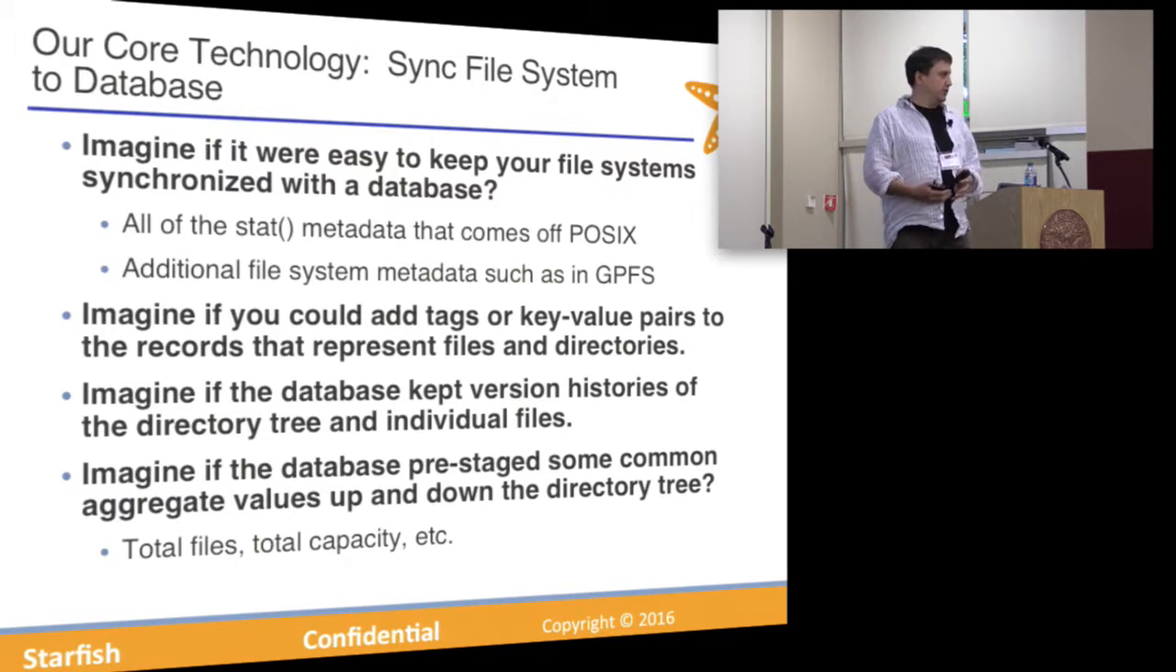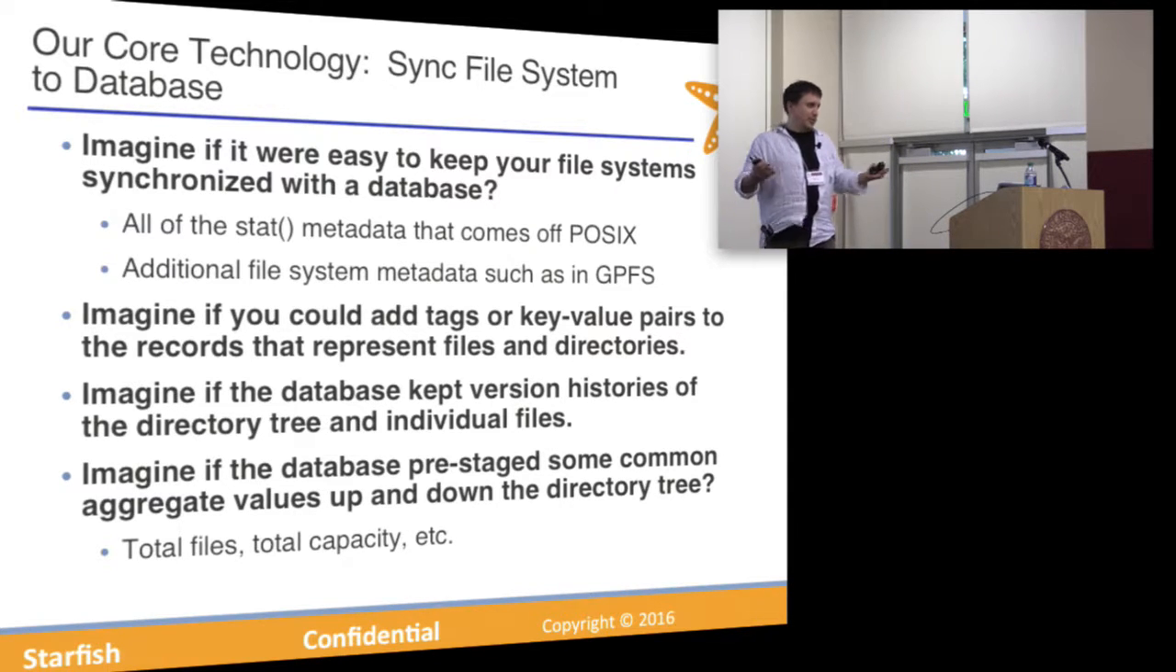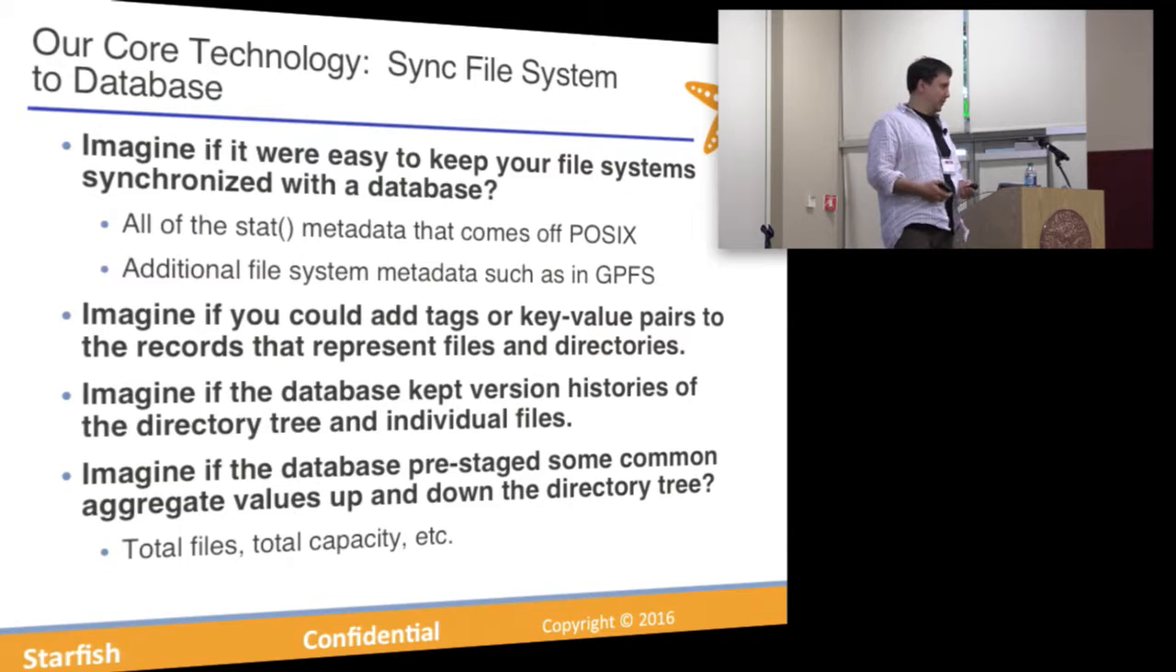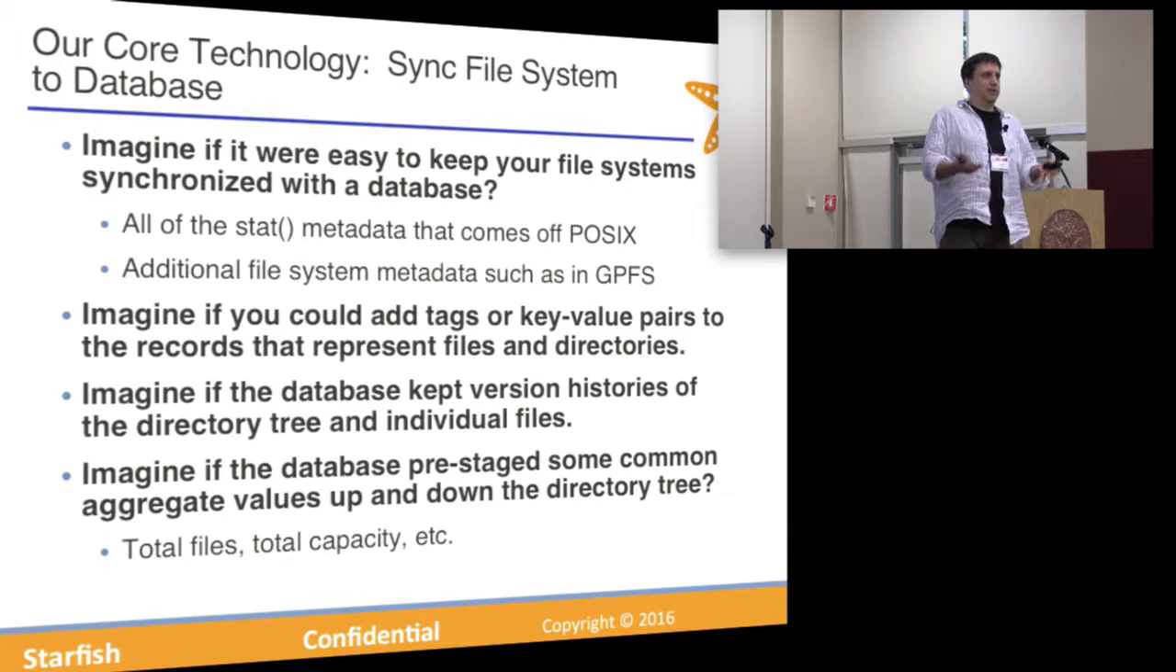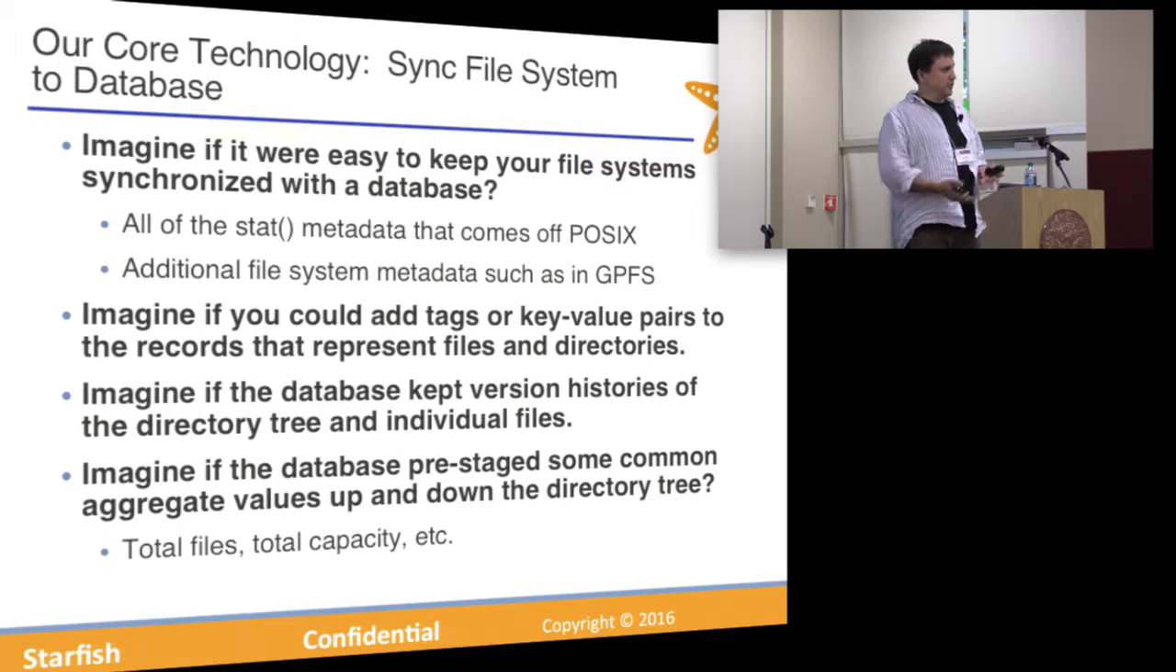Imagine if it kept version histories, so somebody renames a directory or renames a file or drags and drops directories, that the database reflects all of that. And then just imagine if we totaled up everything there was to total up so it was queryable. So basically we know every directory, how many files of each type and user group, and we can total that up recursively up the tree.